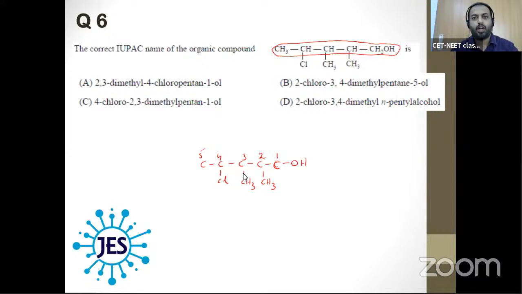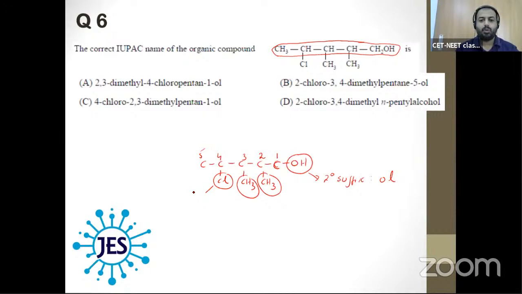So we have identified the longest chain. Root word is pent, and primary suffix is ane. Secondary suffix: the functional group contributes to the secondary suffix, and that is ol. And these are substituents: methyl substituent, chloro substituent. This is chloro.